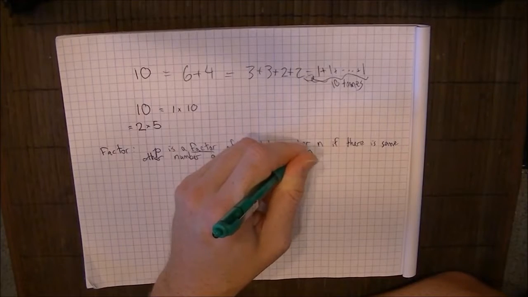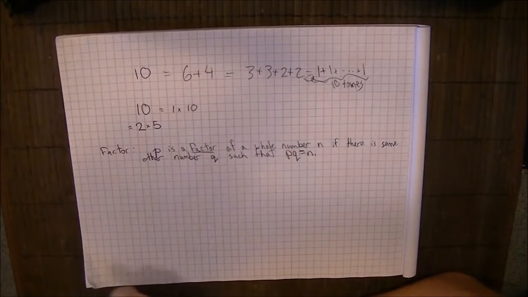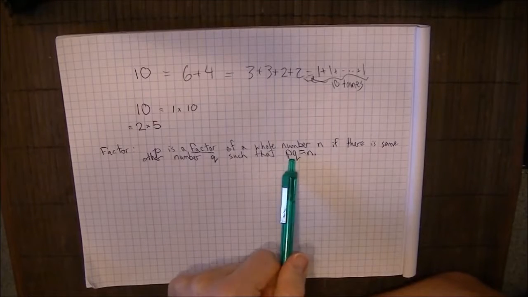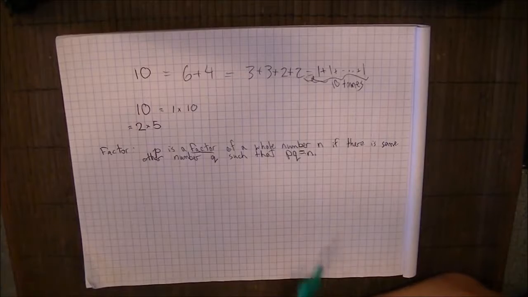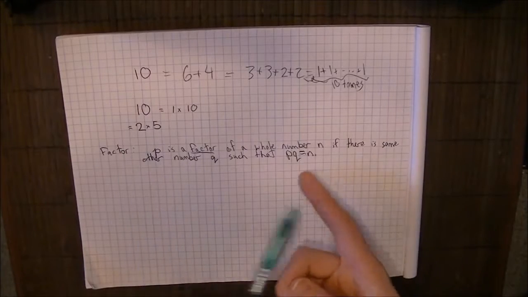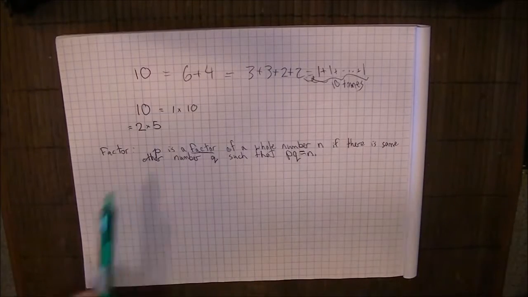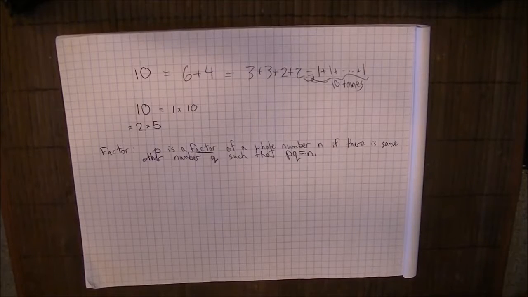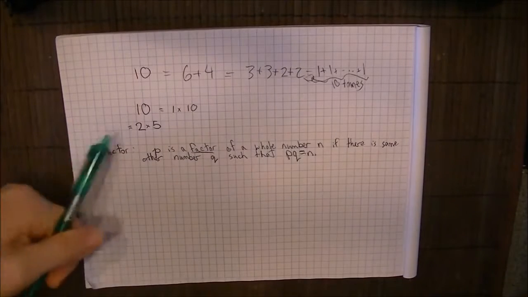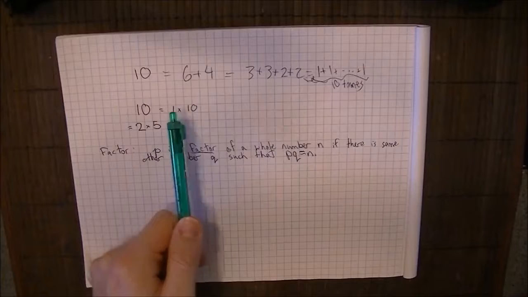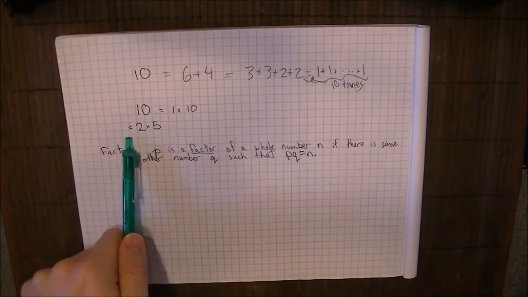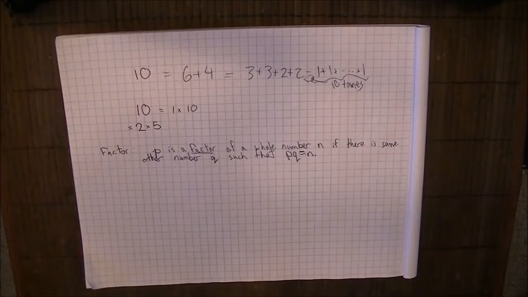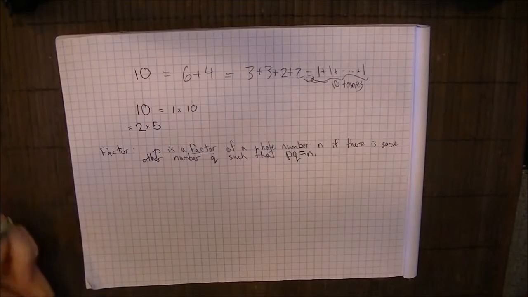So notice that if you have one factor P and then you've got some other number Q, Q will also end up being a factor, because we could just swap the letters P and Q around and the definition will still be true for Q. Okay, so looking back to 10, 1 is a factor of 10, 10 is a factor of 10, because 1 times 10 is 10, 2 is a factor of 10, and 5 is a factor of 10, because 2 times 5 is 10.